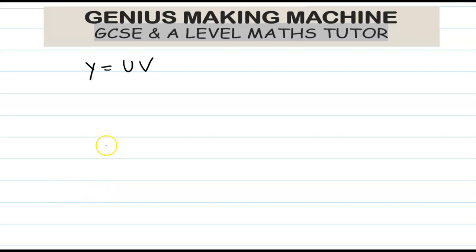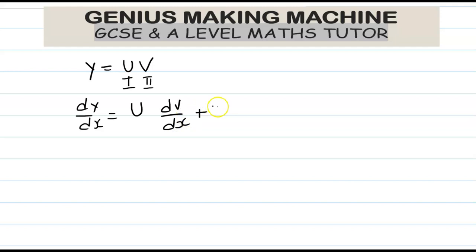Okay, so if we are differentiating with respect to x, dy by dx, then this is your first function, this is your second function. So what we do, we write down the first function, then differentiation of second function, then you write down the second function and differentiation of first function. Okay, so this is our product rule.